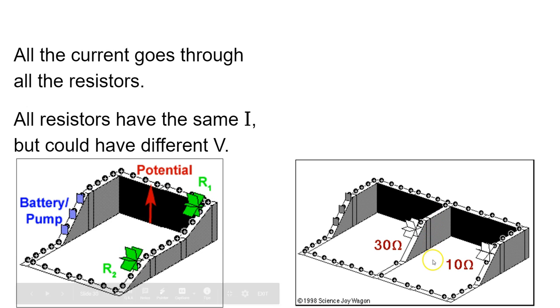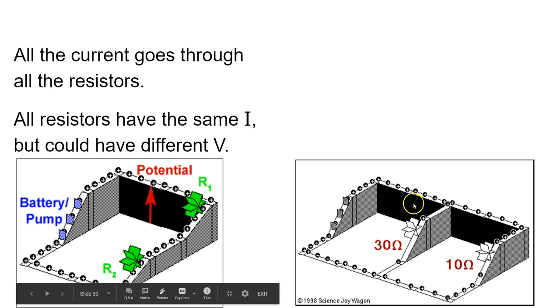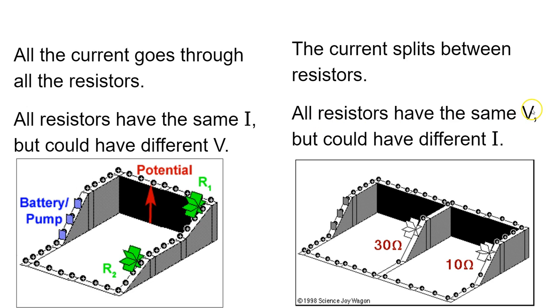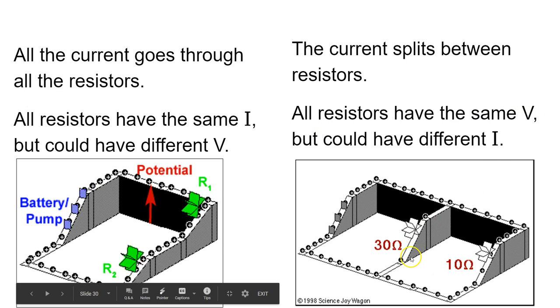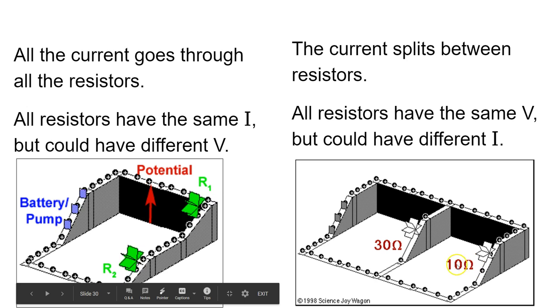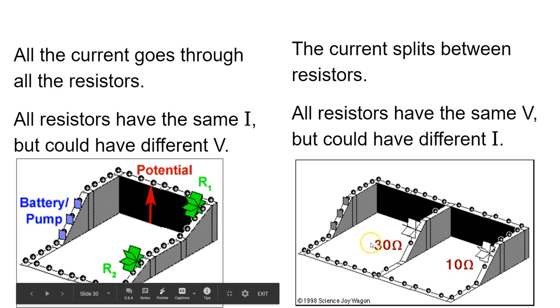But notice that the drop is the same. They have to go all the way back down to the bottom. So the current splits between resistors. All the resistors have the same voltage or the same potential drop. You see that? They all go to the same height, but they could have different currents, right? Like over here, you see that this 10 ohm resistor has more current going through it. It's going through it faster, whereas the 30 ohm resistor does not.